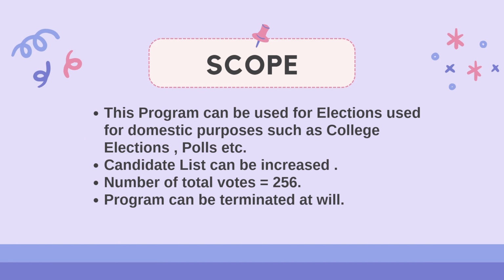The scope of this program is that it can be used for elections for domestic purposes such as college elections, polls, etc. The candidate list can be increased. Though the number of votes remains 256, we can update the program to increase the number of votes, and the program can be terminated at our will.